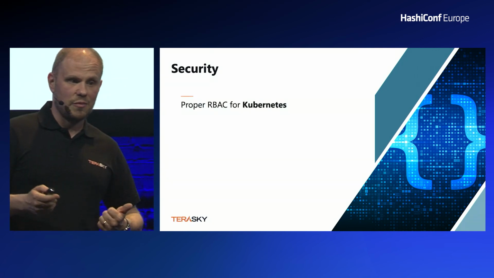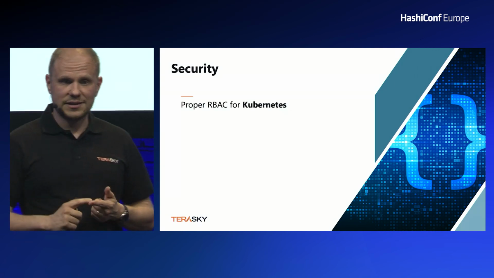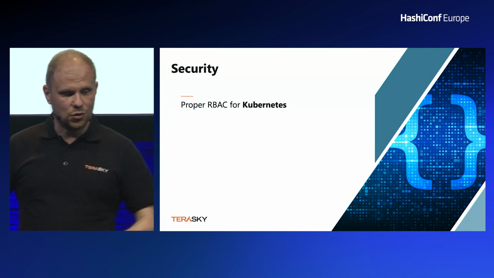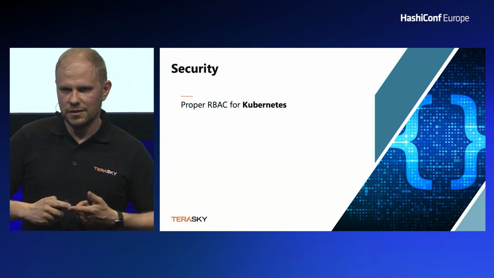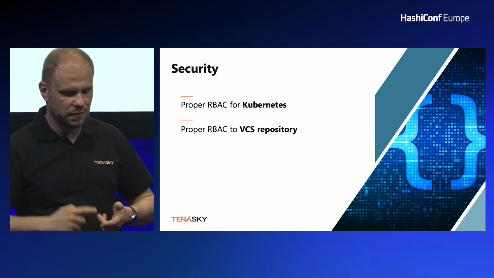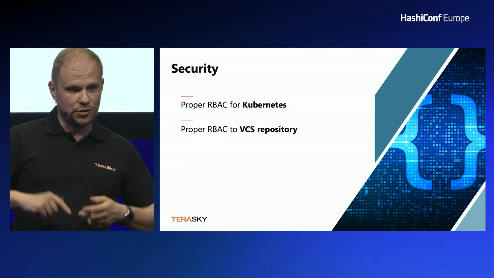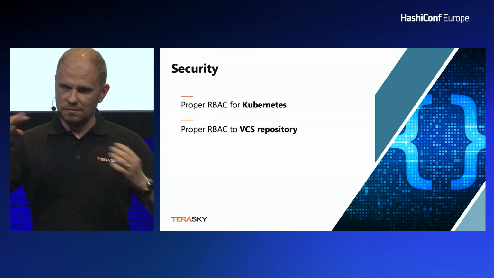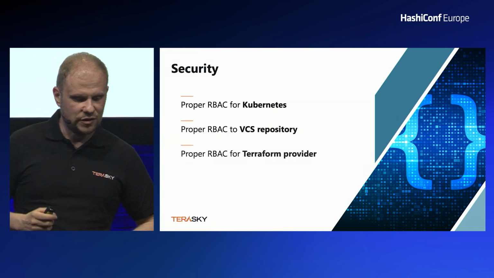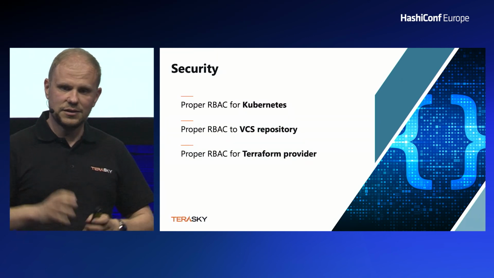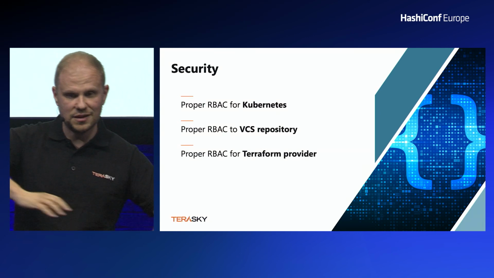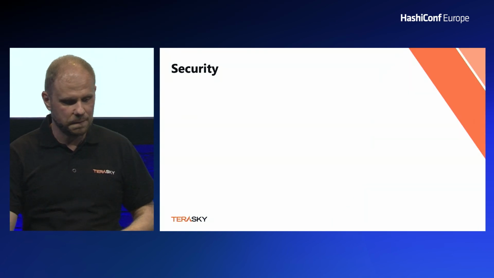The other thing is RBAC, right? Every time you deploy a service, now it can get you access to all kinds of stuff. So make sure it's restricted as much as possible. The VCS repository, same. If you work as GitOps, make sure it's as least privileged as possible. And Terraform providers, right, don't have one task that solves all the problems in the world.